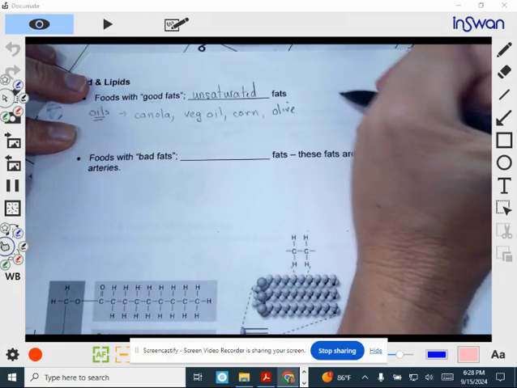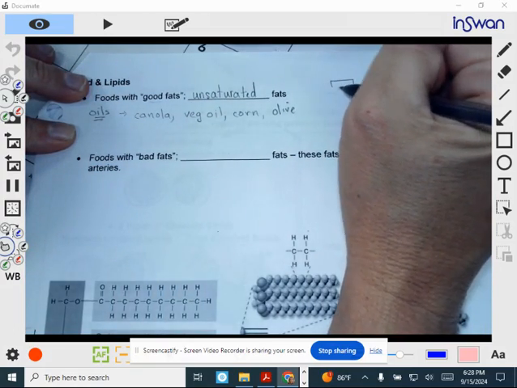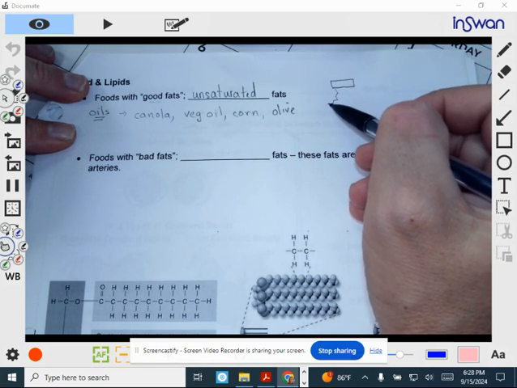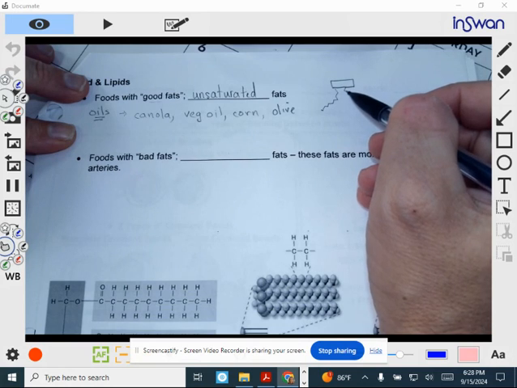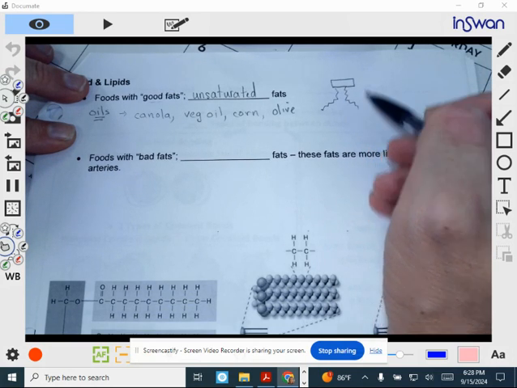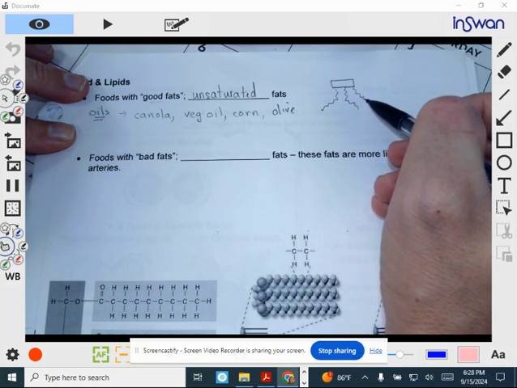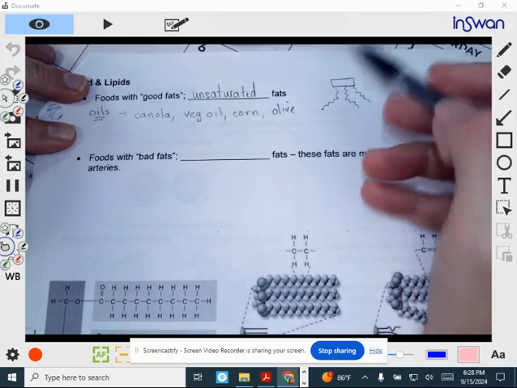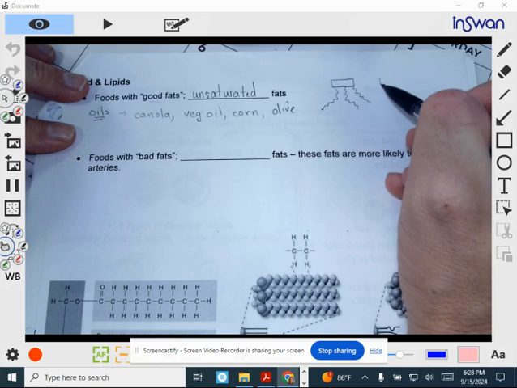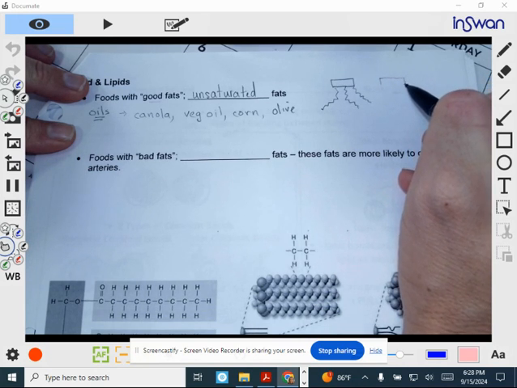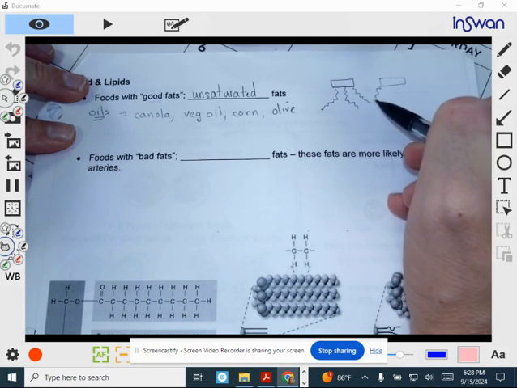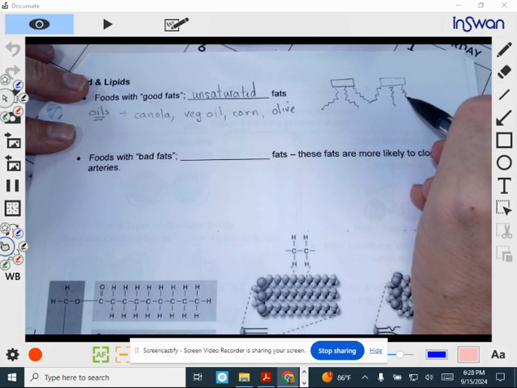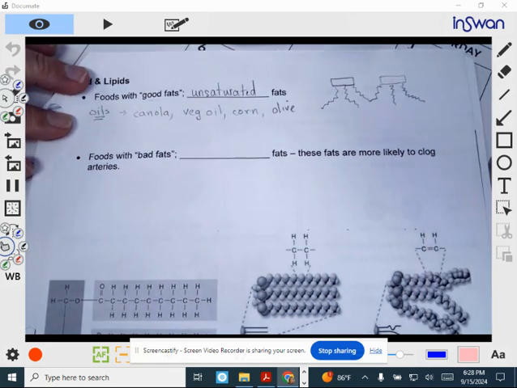So these oils are triglycerides, and those fatty acid chains don't go straight. They are kinked. And that's the reason that they remain a liquid at room temperature, because they can't pack close together because of those kinks in their fatty acid chains.